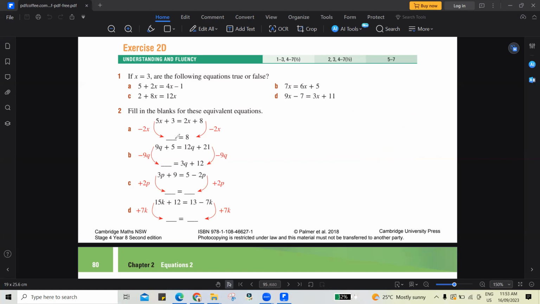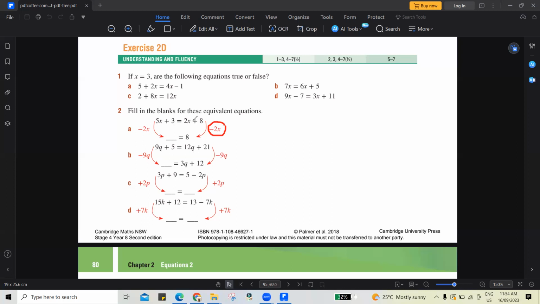Now we are going to do the fill in the blanks. Fill in the blanks for this equivalent equation. These are steps. They already gave the step, because the first one here is 2x, here 5x. We want to take the 2x out. That's why they put minus 2x. Then they want to know what will happen after that operation is finished, right?